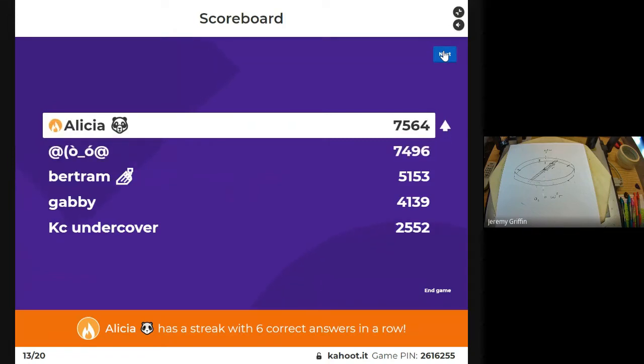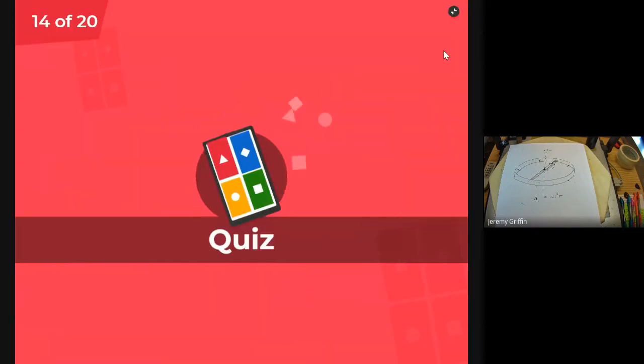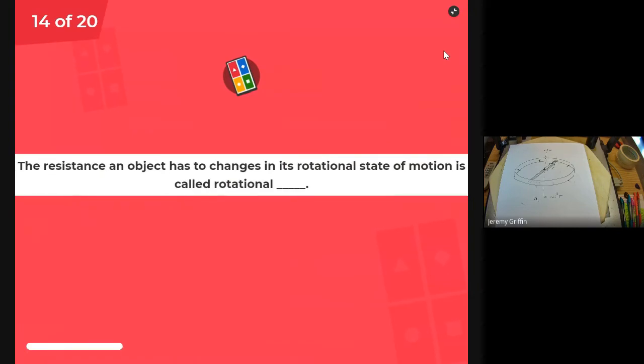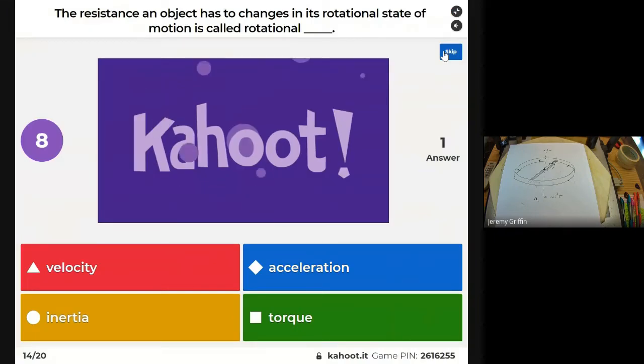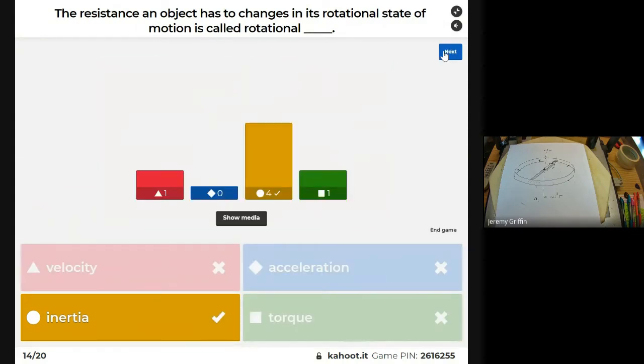Oh, Alicia on fire, top spot. The resistance an object has to change in its rotational state of motion is called rotational inertia. Tomorrow, I'm going to have you guys do a lab where you calculate the rotational inertia of that T-shaped pipe system back there as it's rotating about that vertical axis.